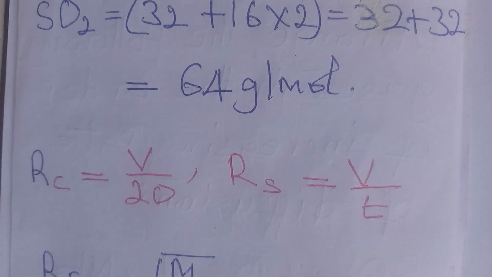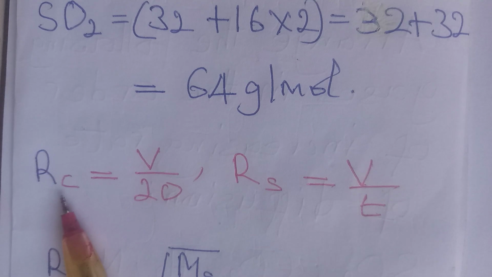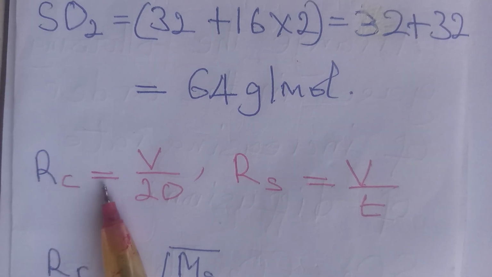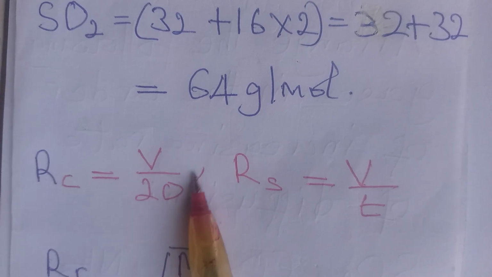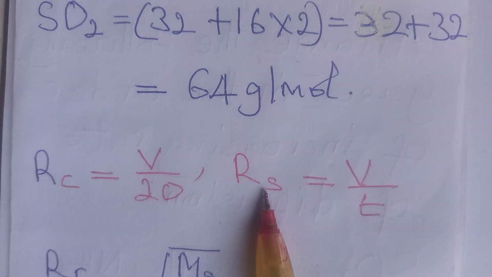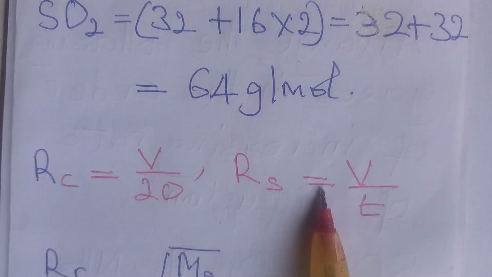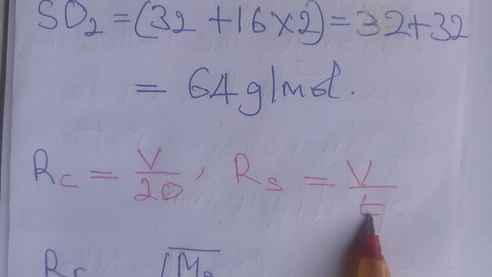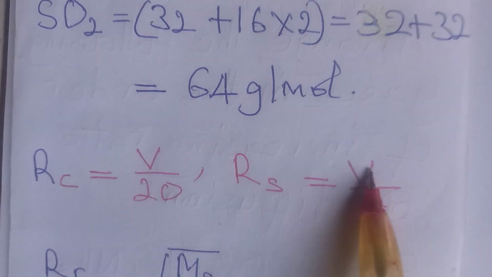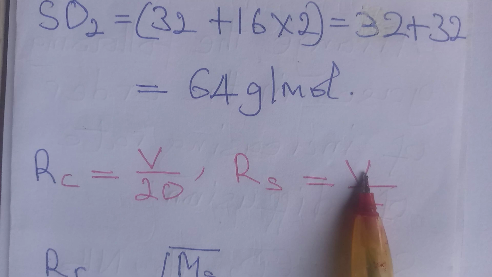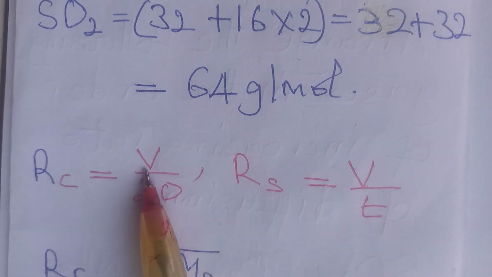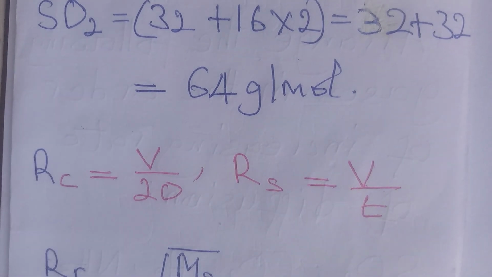Now recall, we said earlier that the rate of diffusion of any gas is the volume diffused over time taken. So the rate of diffusion of methane, we are using ROC to represent it, is equal to volume over time. And the rate of diffusion of sulfur 4 oxide, we are representing that by ROS, is equal to V over T. We are using the same V because we were told in the question to find how long it will take for equal volumes. So we are using the same thing to represent equal volumes.